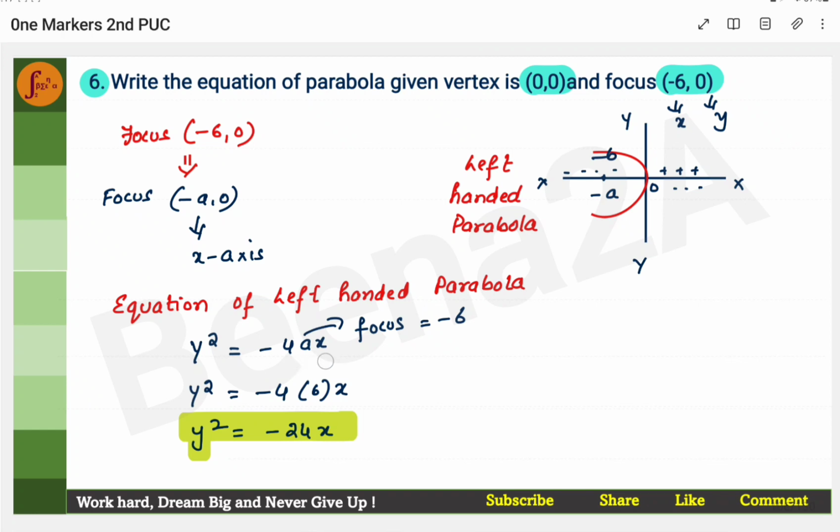This is always the confusion we get into when it comes to focus and directrix. In the equation itself, there is a minus sign. So don't put minus 6 here. Put only plus 6. So I'll get minus 24x. So y square is equal to minus 24x.